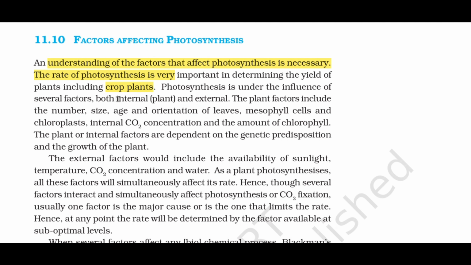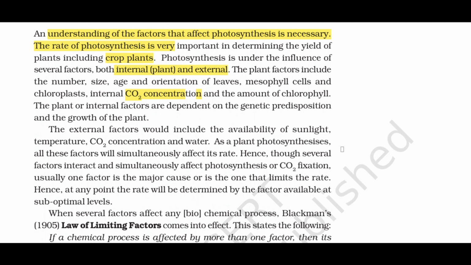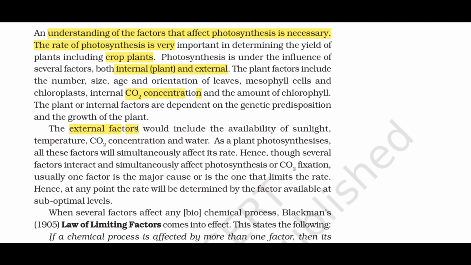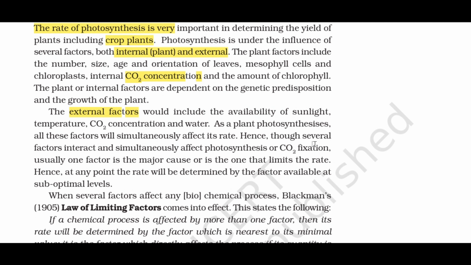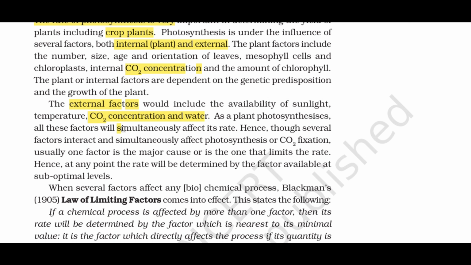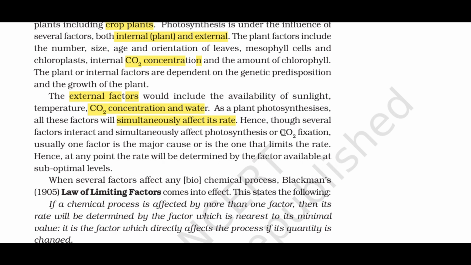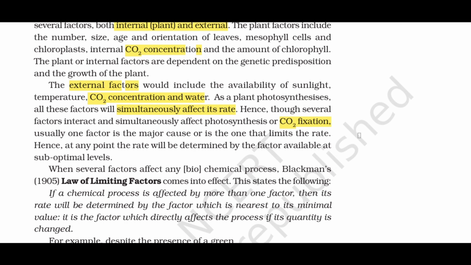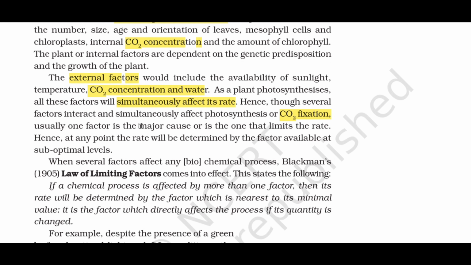The plant factors include the number, size, age and orientation of leaves, mesophyll cells and chloroplasts, internal CO2 concentration and the amount of chlorophyll. The plant or internal factors are dependent on the genetic predisposition and the growth of the plant. The external factors would include the availability of sunlight, temperature, CO2 concentration and water. As a plant photosynthesizes, all these factors will simultaneously affect its rate. Hence, though several factors interact and simultaneously affect photosynthesis or CO2 fixation, usually one factor is the major cause or is the one that limits the rate. Hence, at any point the rate will be determined by the factor available at suboptimal levels.